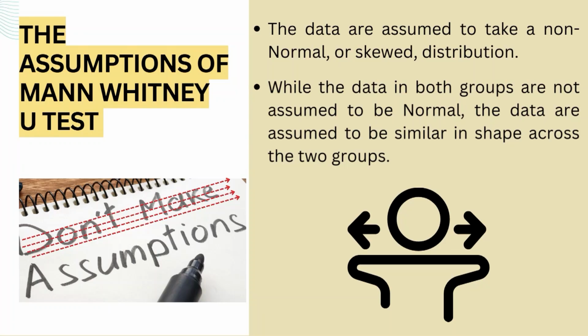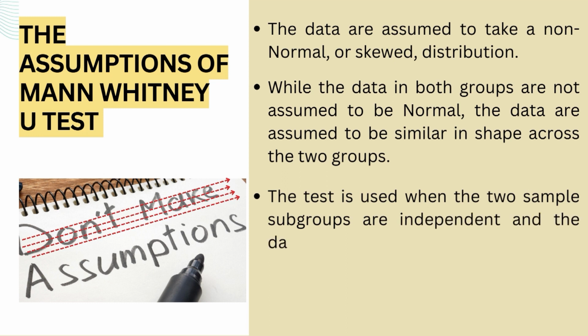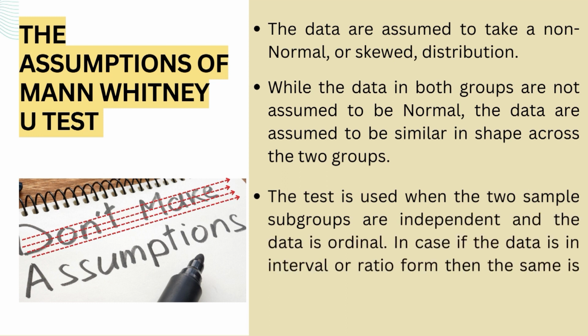While the data in both groups are not assumed to be normal, the data are assumed to be similar in shape across the two groups. Now, the fifth assumption is the test is used when the two sample subgroups are independent and data is ordinal. In case data is in interval or ratio form, then the same is converted into rank order. This is very important, we have to remember, while we have taken the decision to go with the Mann-Whitney U-test.